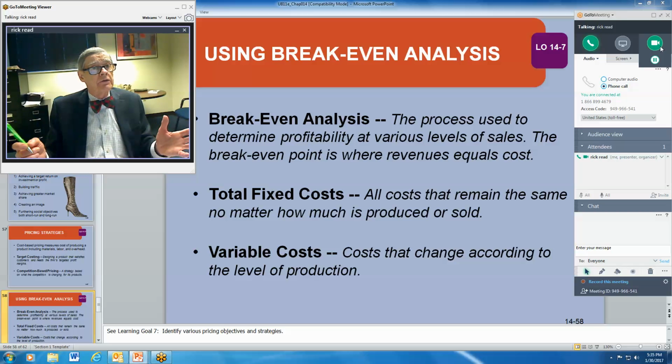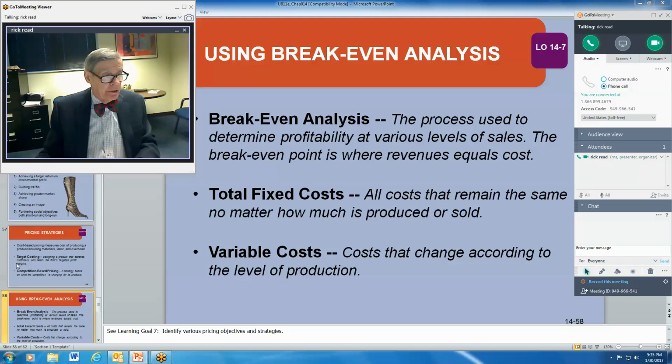Total fixed cost, obviously everything remains the same no matter how much is produced or sold. It's fixed. Variable cost is going to change depending upon how much you're producing.